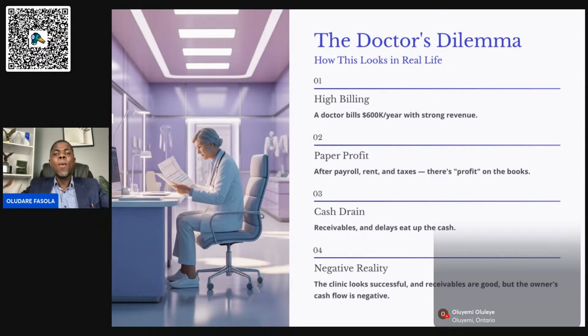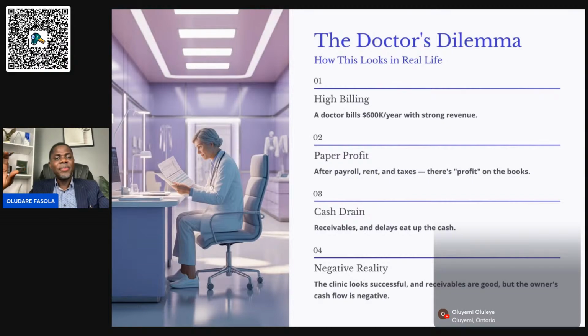You don't match up the revenue with the expenses, because when you treat your patient and render services, there are corresponding expenses that follow. For example, you render services today and you pay salary and gas, but the money doesn't come in immediately. That's a very big problem, and that is why you are making money on paper but it doesn't show in your bank account. A lot of people have a lot of money tied up in receivables, and it becomes a problem. You need to quickly audit your finances. Now, the clinic looks successful and receivables are good, but the owner's cash flow is negative.